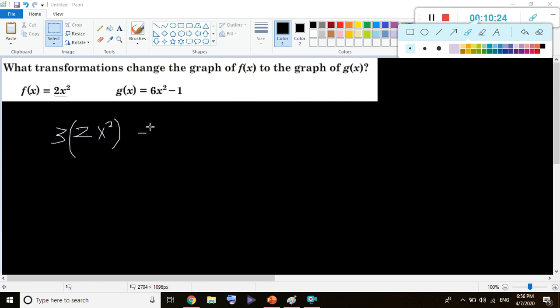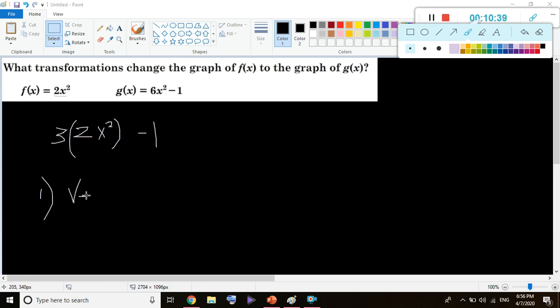Times 2 would give me 6. And we have outside -1, right? So now we're going to look at this. What happened to 2x squared? It would change to 6x squared. We multiplied it by 3. So first of all, what happened here? We multiplied it by 3.